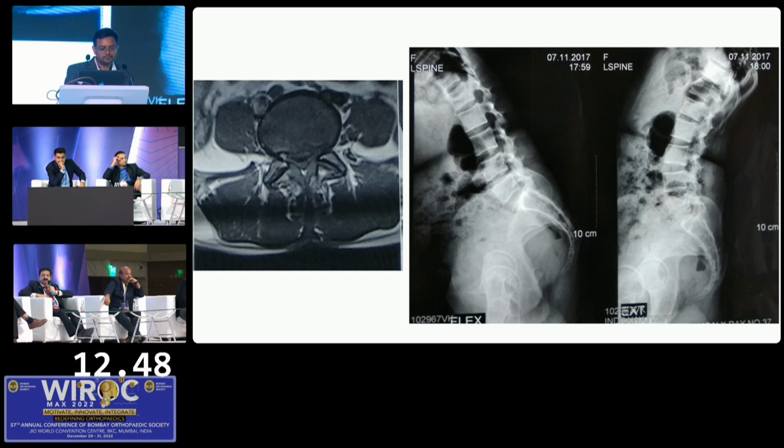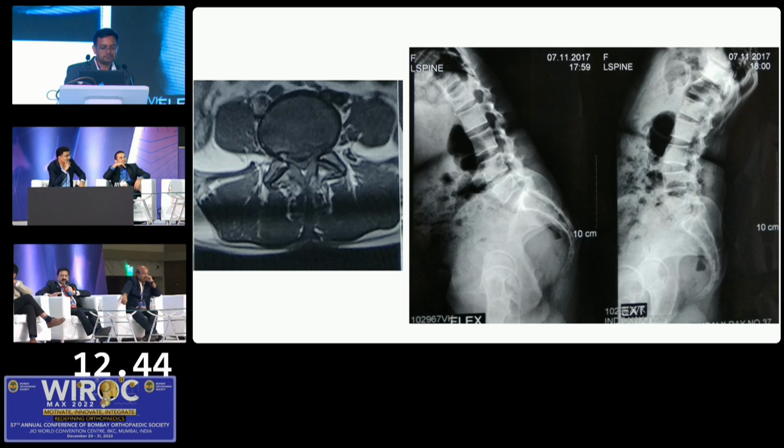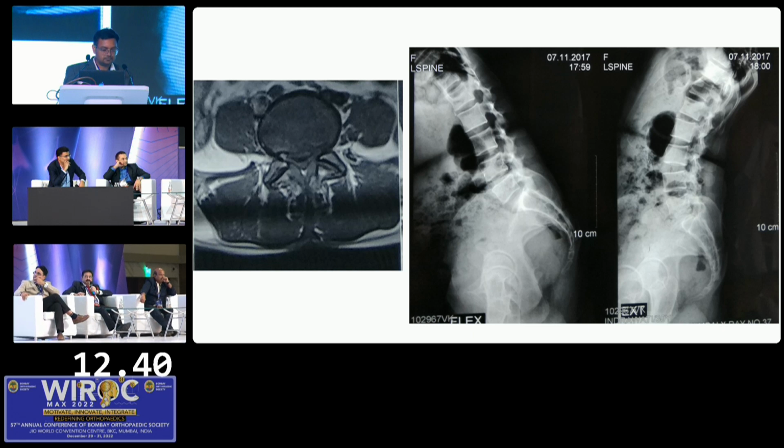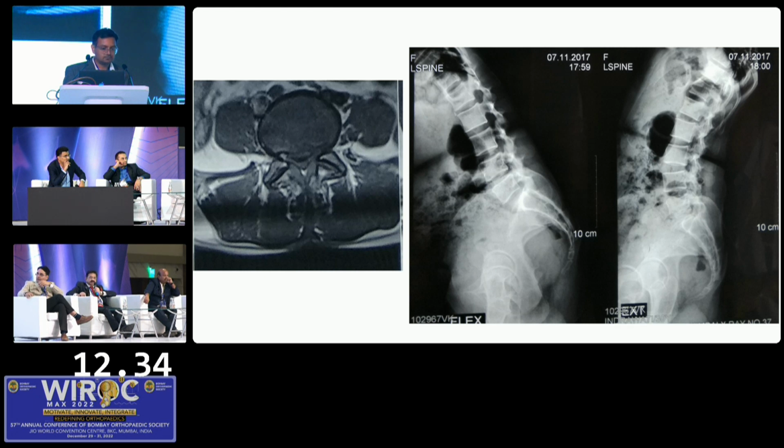Secondly, the decision for surgery is not made by the MRI. The MRI never says to go for surgery. It is the patient's symptoms and the deterioration over a period of time. So progressive symptoms, the development of a deficit, and the patient's difficulty in doing daily activities. That's the time you should intervene, rather than looking at the MRI.